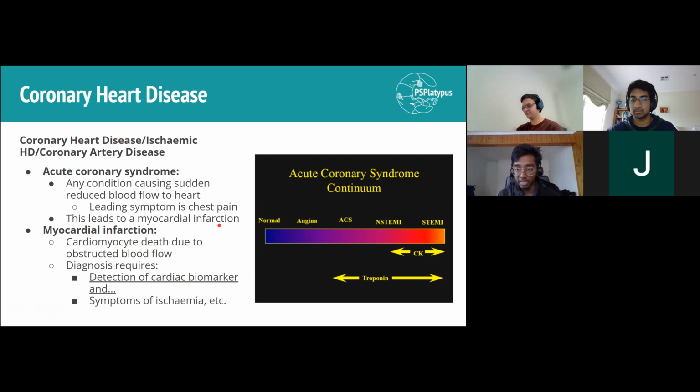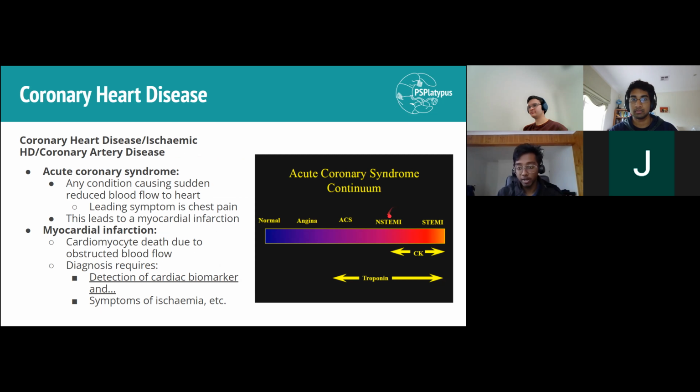There's a lot of different names here that can get a bit confusing. Acute coronary syndrome is kind of like the continuum that has a lot of different severity of reduced blood flow. So for example, angina, which is just chest pain, is not as bad as STEMI, which is a myocardial infarction. And this all falls under just coronary artery disease or coronary heart disease.